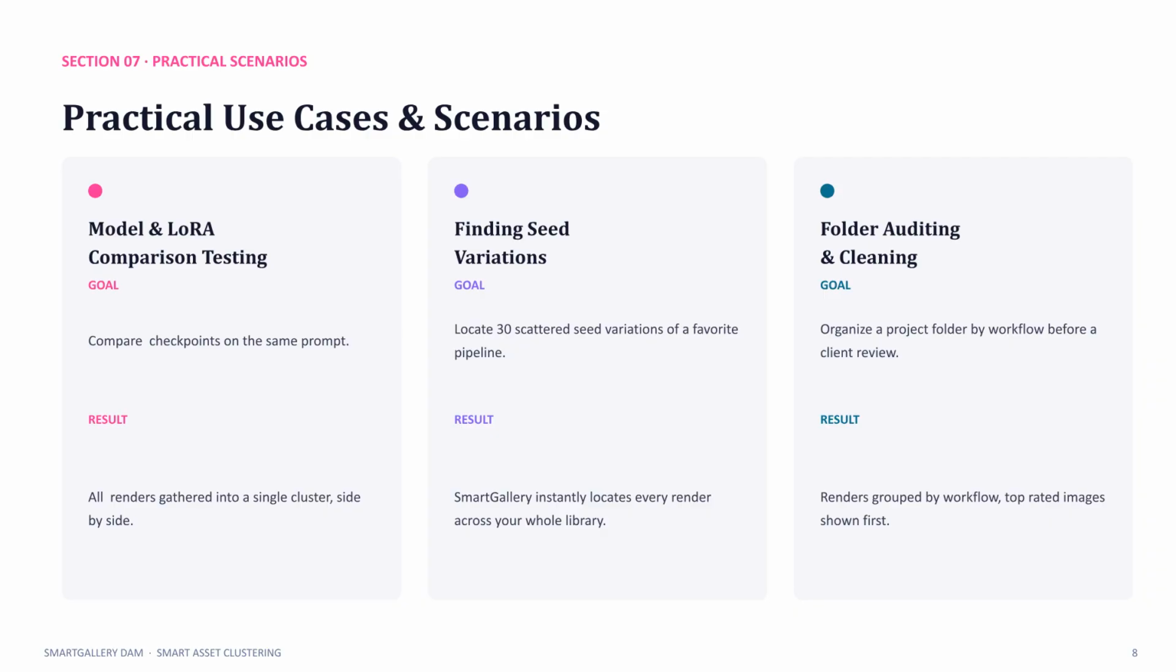Three real scenarios. First, comparing checkpoints or LoRAs on the exact same prompt. Prompt text clustering gathers every render into one comparison cluster. Second, finding 30 scattered seed variations of your favorite pipeline. Architecture clustering with global scope finds them instantly, wherever they're stored. Third, auditing and cleaning a project folder. Architecture clustering with highest rated first sorting, ready for a client review.